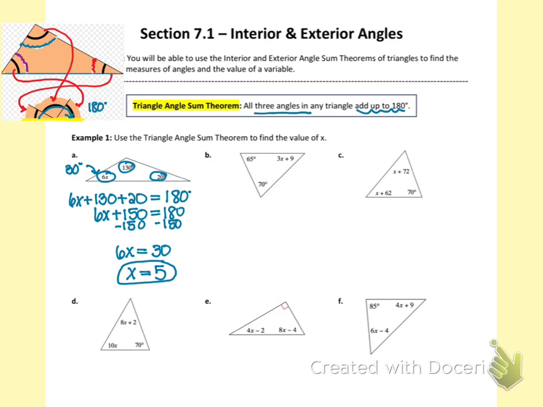Now, B is very similar to that one, so we're going to skip down here to C. We'll cross off B and go to C. Now, this time in C, there are 2 unknown angles. They both have an algebraic expression to describe them. I do know one angle is 70 degrees.